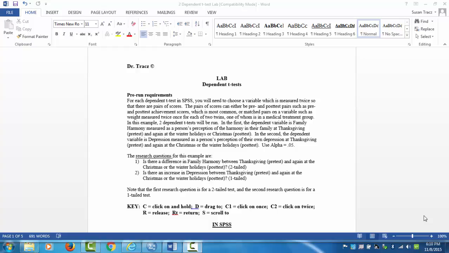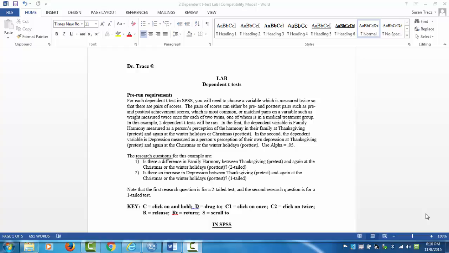So I've got two examples set up for you. In one of them, the dependent variable is family harmony, and this is measured at Thanksgiving, which is the pre-test, and again at the winter holidays, which is the post-test. So our research question is, is there a difference in family harmony between Thanksgiving, the pre-test, and the winter holiday, the post-test? And this is a two-tailed test.